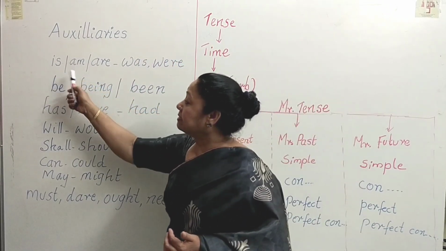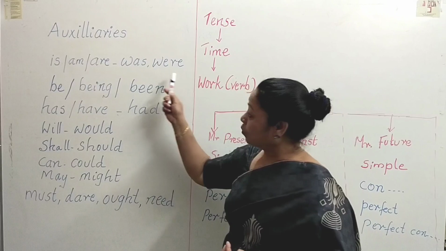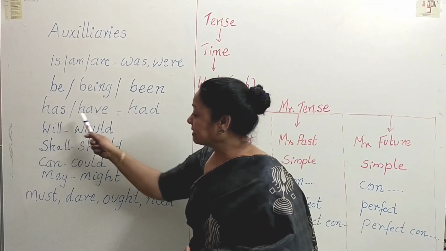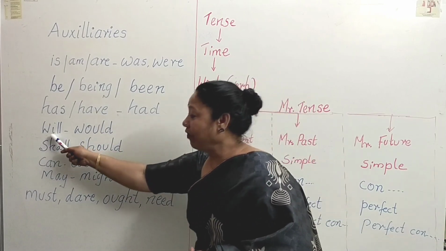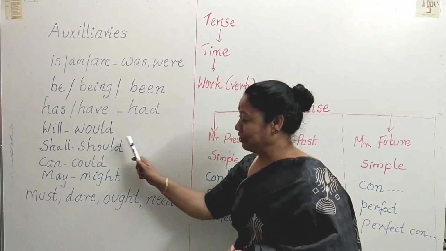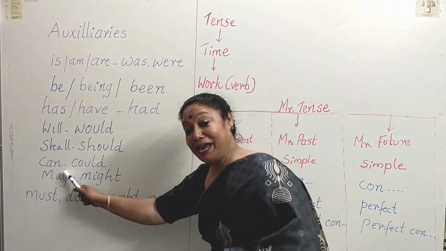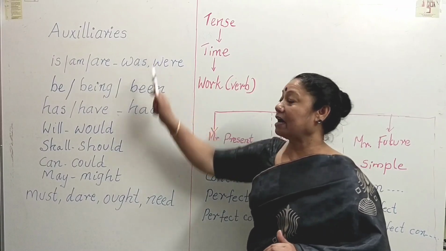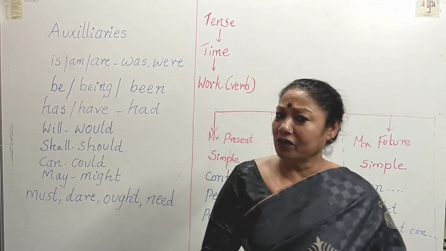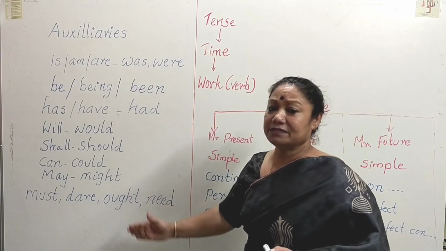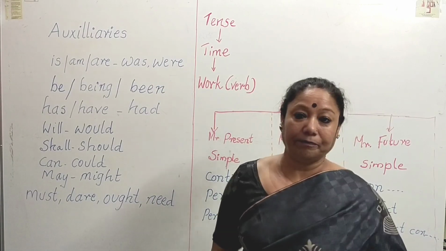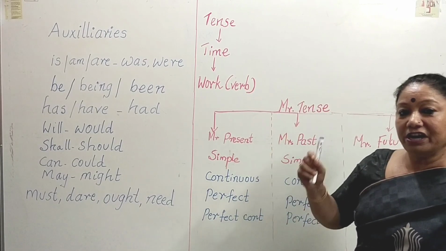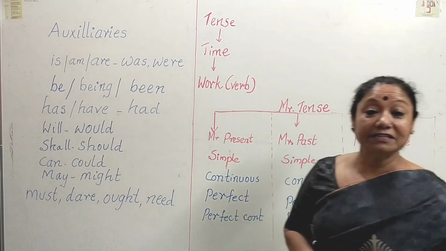They are is, am, are, was, were, be, been, has, have, had, will, would, shall, should, can, could, may, might, must, dare, ought and need. These are the auxiliaries. You may be thinking why I have mentioned this again; it's because there is a connectivity. Today's topic is the most important at the very basics of English grammar, that is tense.